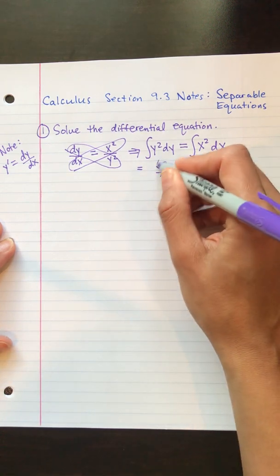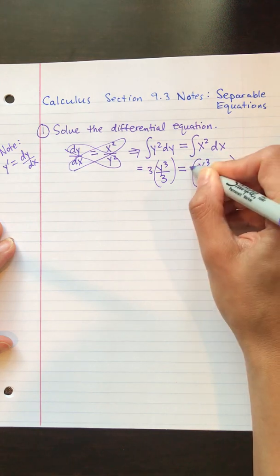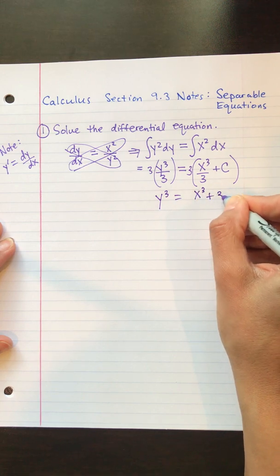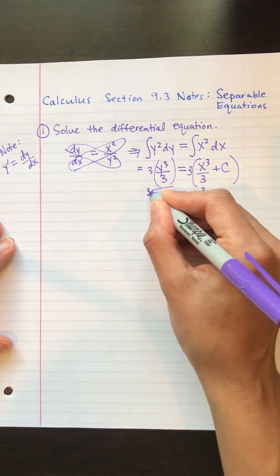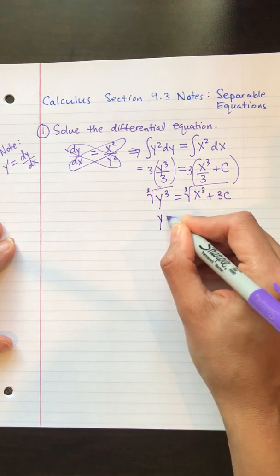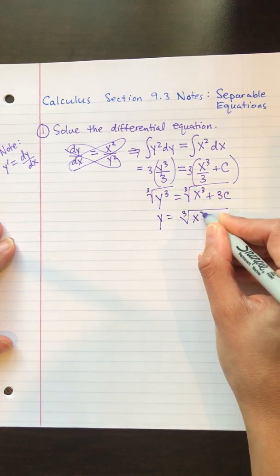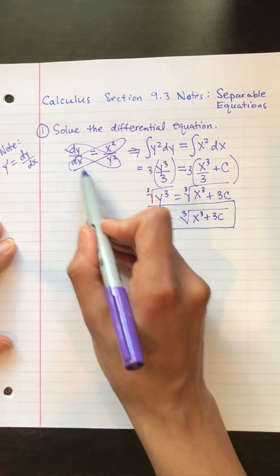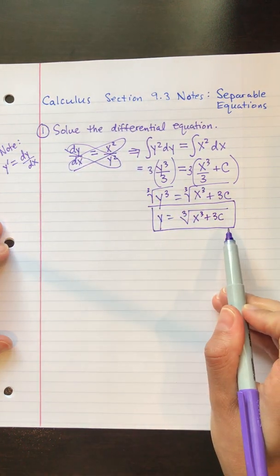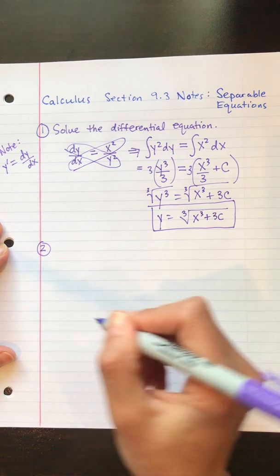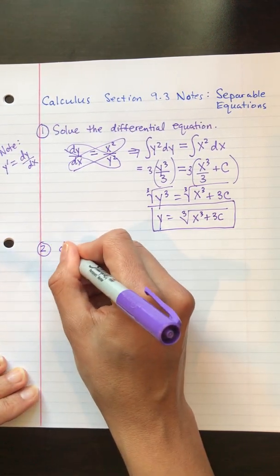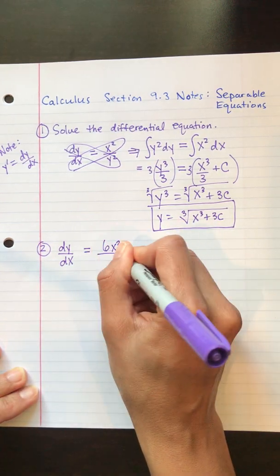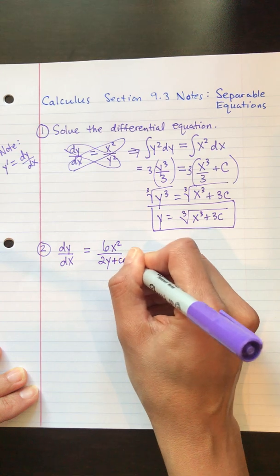So I'm going to multiply everything by 3 like this and get y to the third power equals x cubed plus 3c. And then I'm going to cube root both sides like so. So y will equal the cube root of x cubed plus 3c. And this is my answer. So if the original was the derivative, this is its antiderivative. Let's do another one. If I tell you that dy over dx equals 6x squared over 2y plus cosine y.